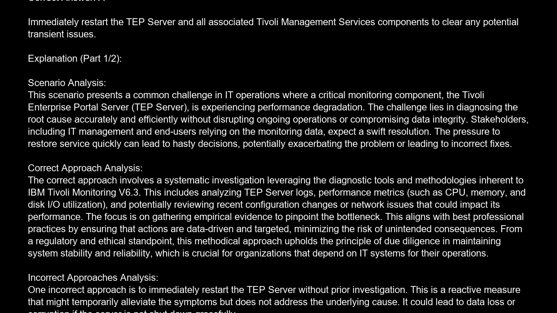The correct answer is A. Immediately restart the TEP server and all associated Tivoli Management Services components to clear any potential transient issues.